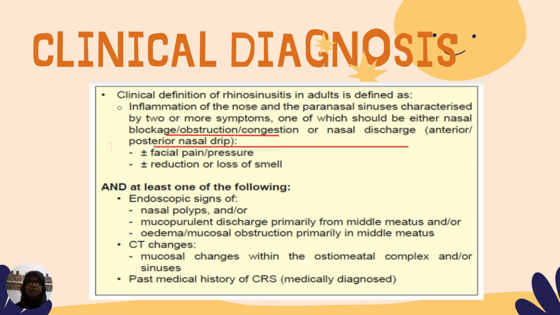Number 1, endoscopic sign. When we do endoscopy, there will be presence of mucopus or nasal polyp. Number 2, if we perform CECT of the paranasal sinuses, there will be mucosal changes in the sinuses or within the osteomeatal complex. Or number 3, the patient will offer you a history of medically diagnosed past history of chronic rhinosinusitis. If you have fulfilled these two criteria, then you are safe to diagnose a patient to have rhinosinusitis.